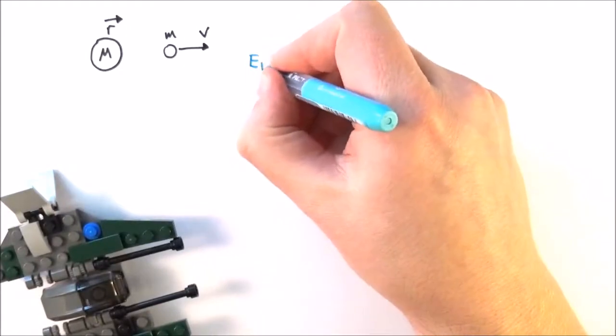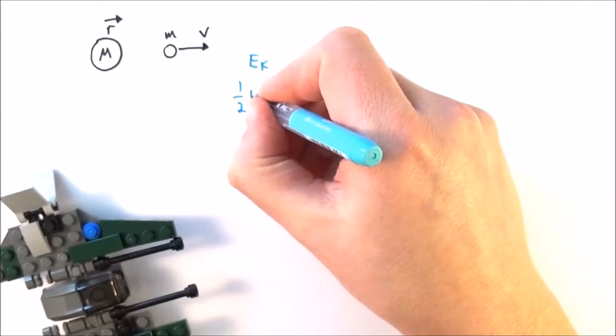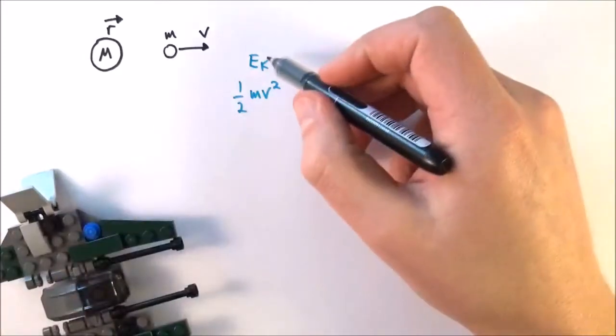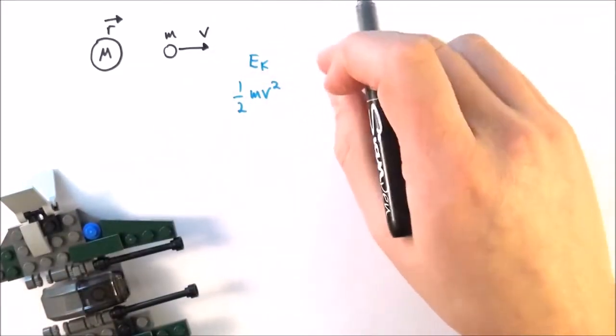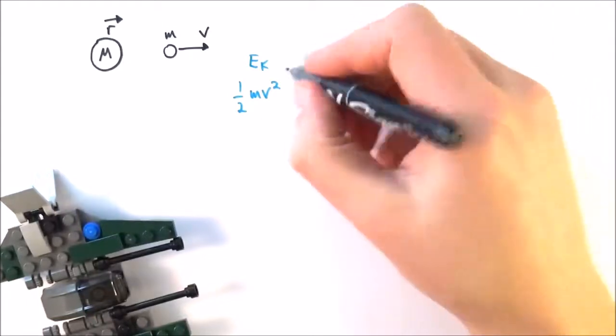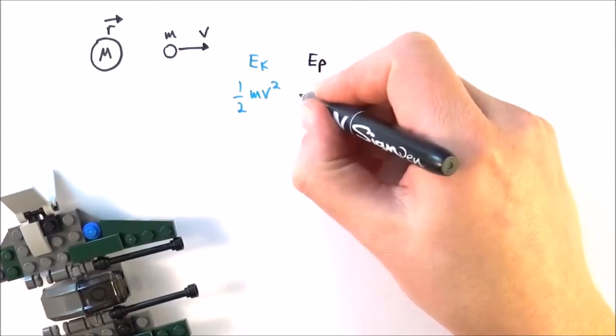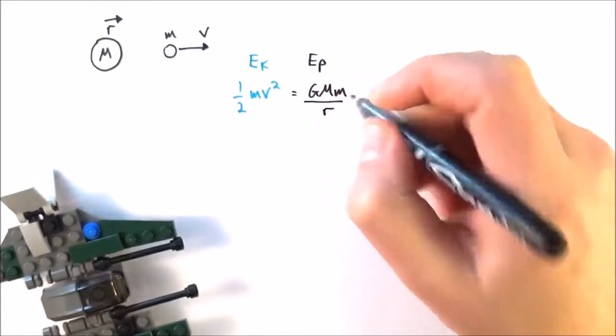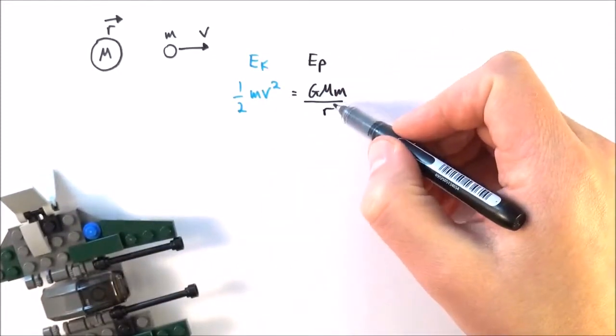Now the kinetic energy, Ek, is equal to a half m v squared, and provided this kinetic energy can overcome the energy due to the potential energy, we can say that the potential energy is equal to GMm over r. Okay, and that's the size that it has to overcome.